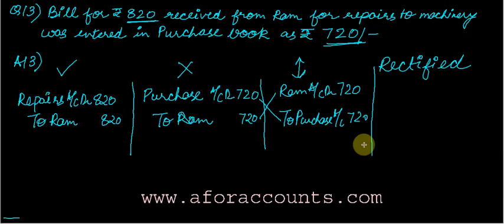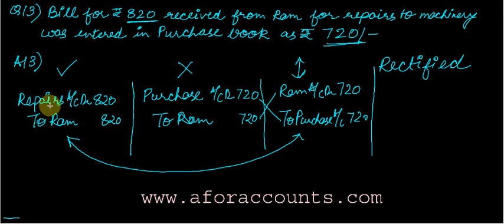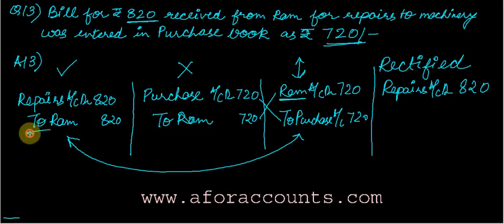Now the rectified entry, comparing the right and the reverse. Now please pay attention over here. Repairs, there is no repairs in credit, so I cannot cut it. So first of all, I'll write repairs account debit 820. Now I have Ram's account in debit and Ram's account in credit also. In debit it is 720, in credit it is 820, right?